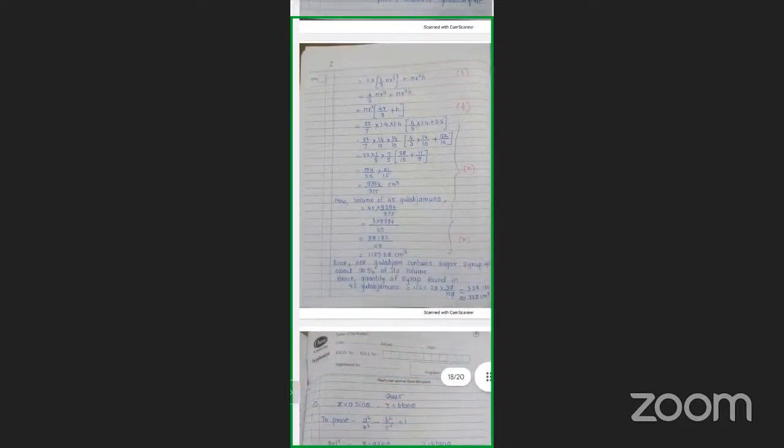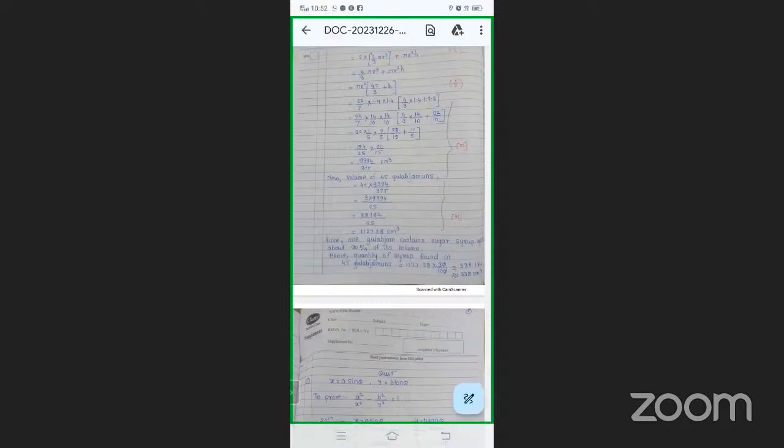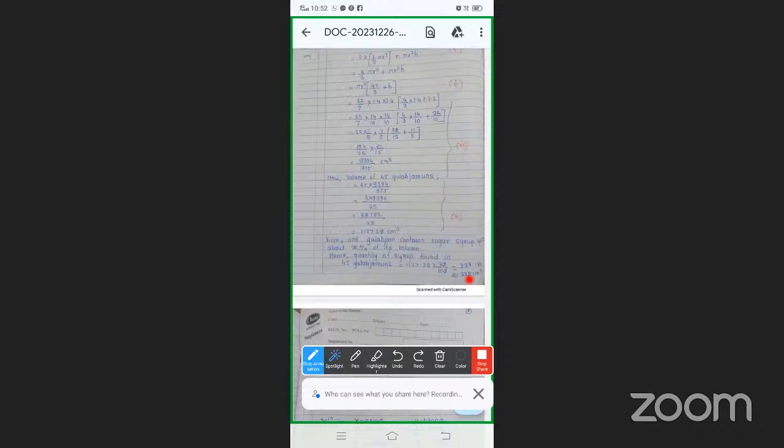Since one gulab jamun contains sugar syrup up to about 30% of its volume, the quantity of serum found in the 45 gulab jamuns is the volume of those gulab jamuns into 30%, that is 30 upon 100. It becomes approximately 338.184, that is approximately 338 centimeter cube.